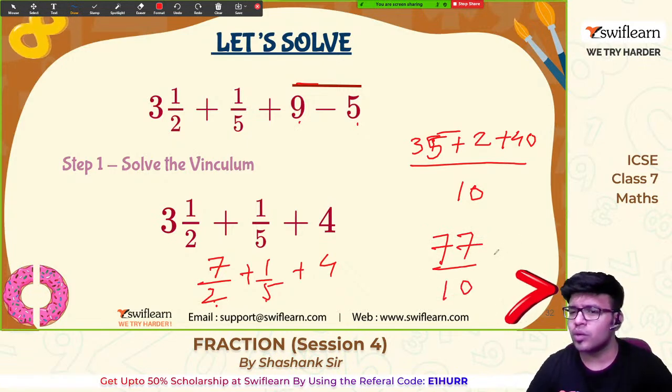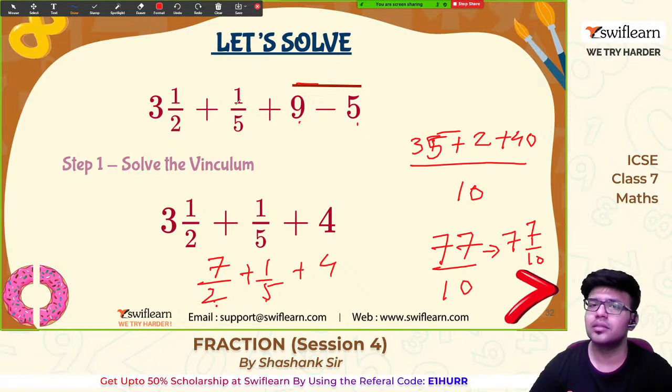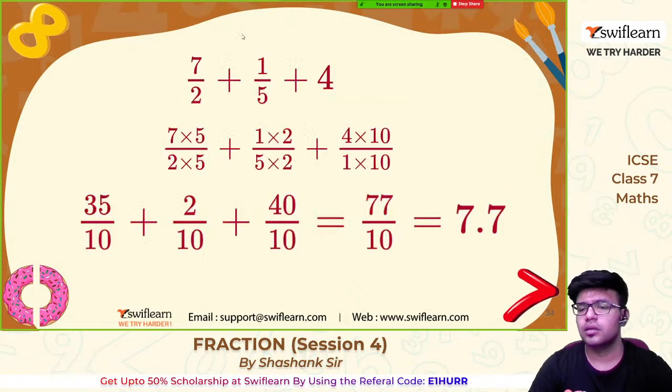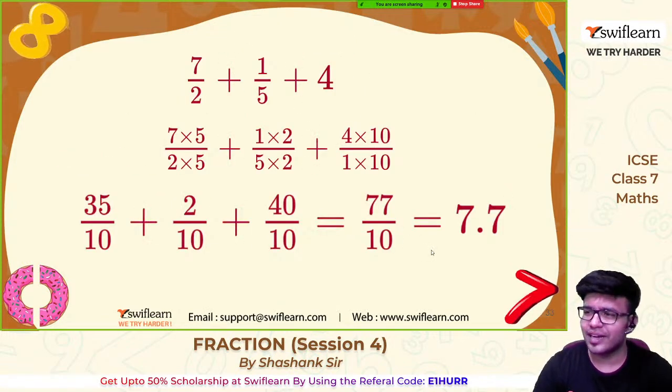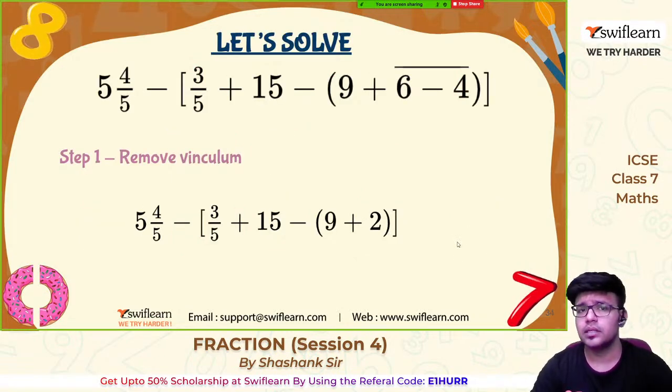And if you want to convert it to a mixed fraction, you can, which is 7 integer 7 by 10. This is a mixed fraction. Or you can write the answer in decimals, which is 7.7. Yes. Now let us solve this one.